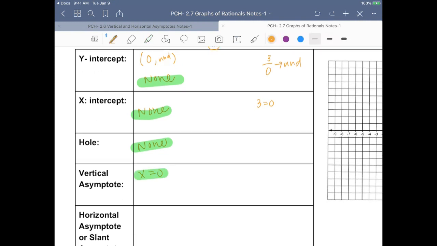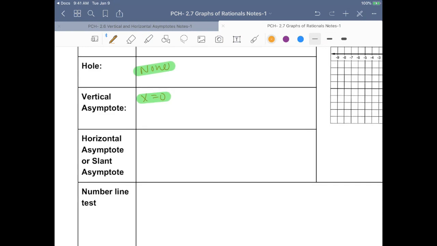All right, now is the slant asymptote. Our function is 3 over x. The degree on the top is 0, and the degree on the bottom is 1. So who wins, the top or the bottom? That's the bottom. So this is a Bobo situation. We're bigger on the bottom, so 0. My horizontal asymptote is going to be y is equal to 0. And then we'll figure out our number line in a minute.